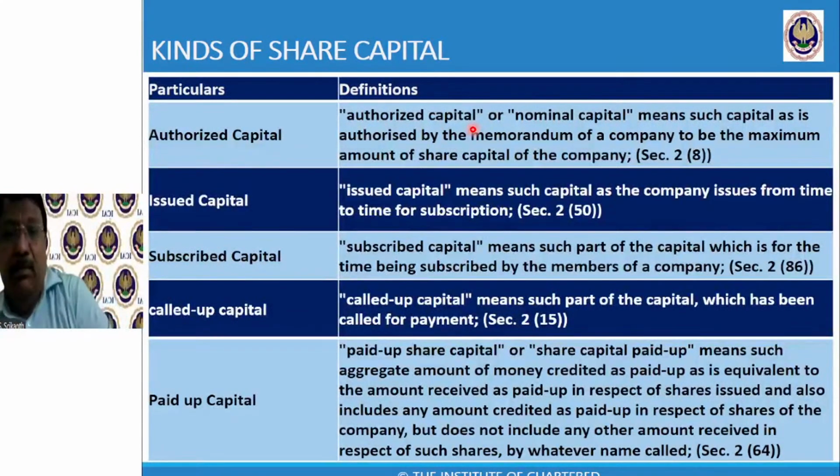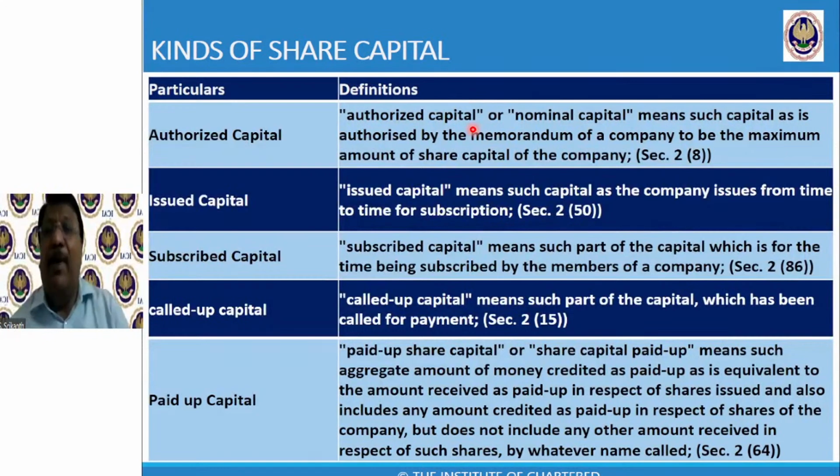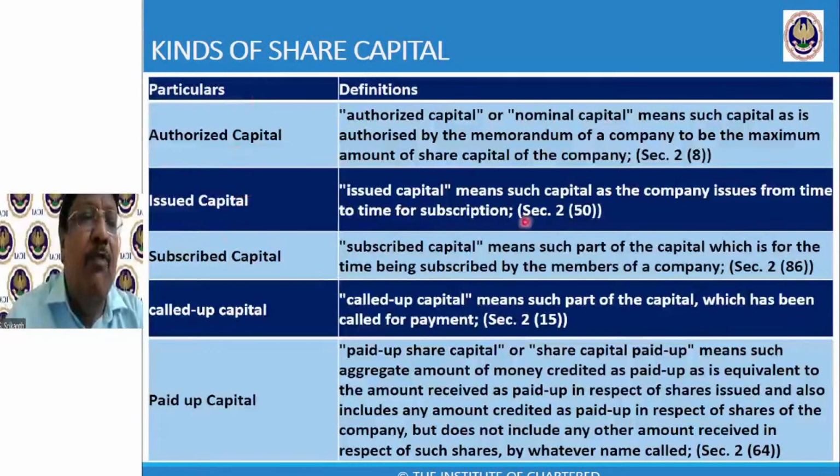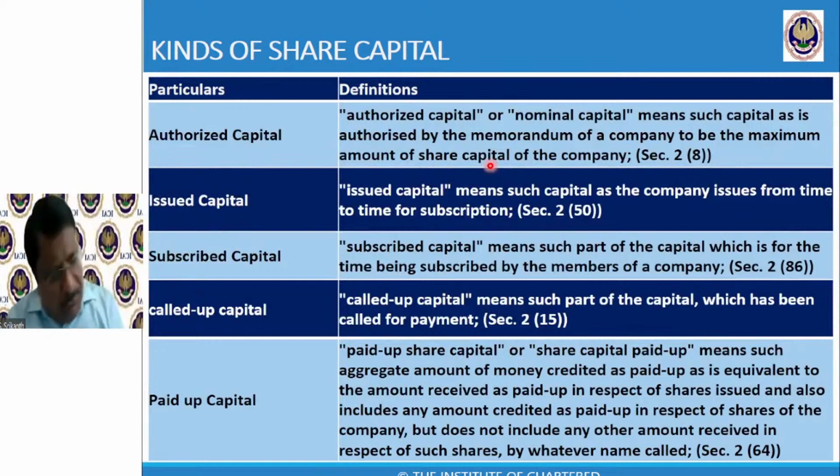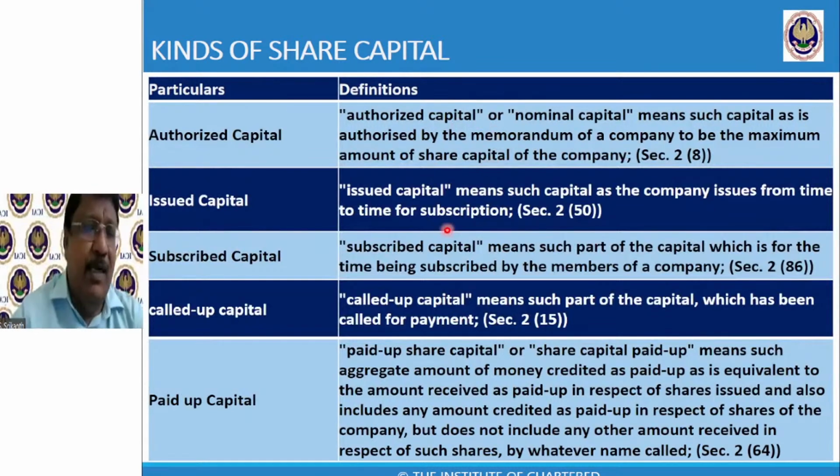Issued capital means out of that authorized capital, the company announces that they are willing to give those shares to the public or to other shareholders. That is called issued, for subscription. So the company will give a prospectus saying, we are keeping these shares available for you. Apply, if you want to apply. When we come to the topic of prospectus, I will tell you more detail about application, prospectus, etc.